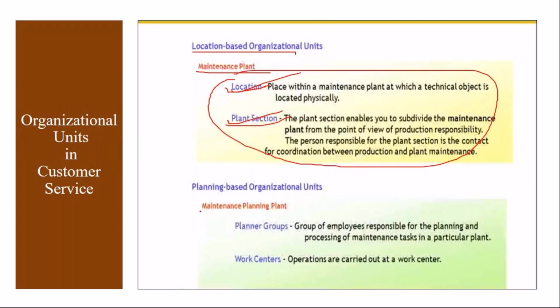Now in the planning plant you have planner groups. It is nothing but a group of employees responsible for the planning and processing of maintenance tasks in a particular plant. And then work centers. A work center is a single person or a group of people responsible for carrying out the maintenance activity. Normally in CS, the technicians will be created as work centers. So if the product is returned to the plant, the technician will do the repair activity, so he can be considered as a work center.